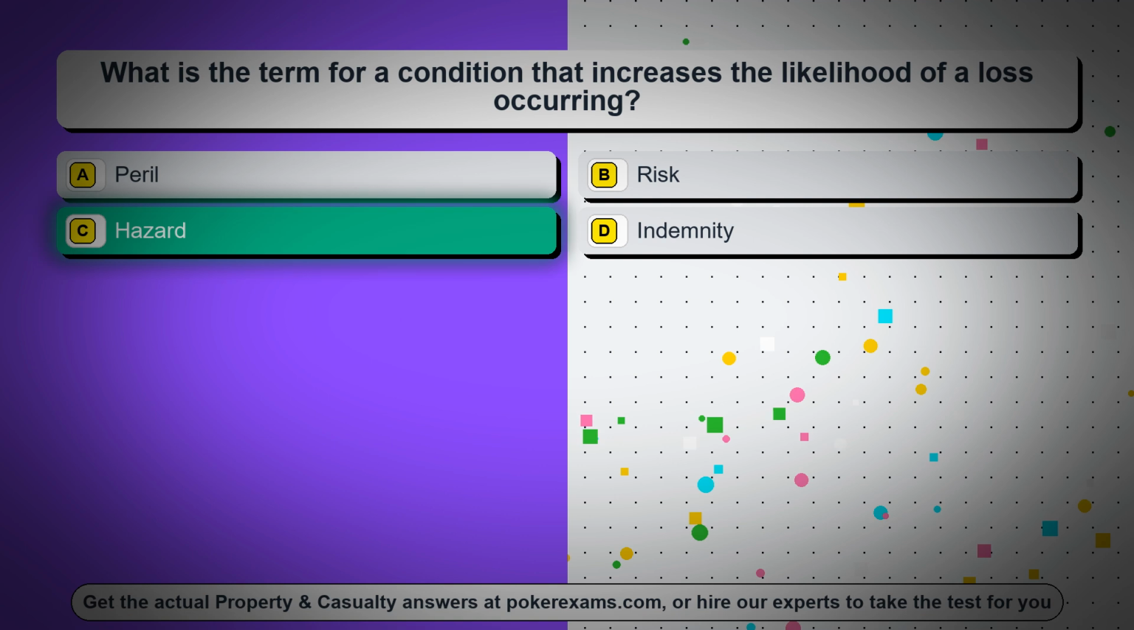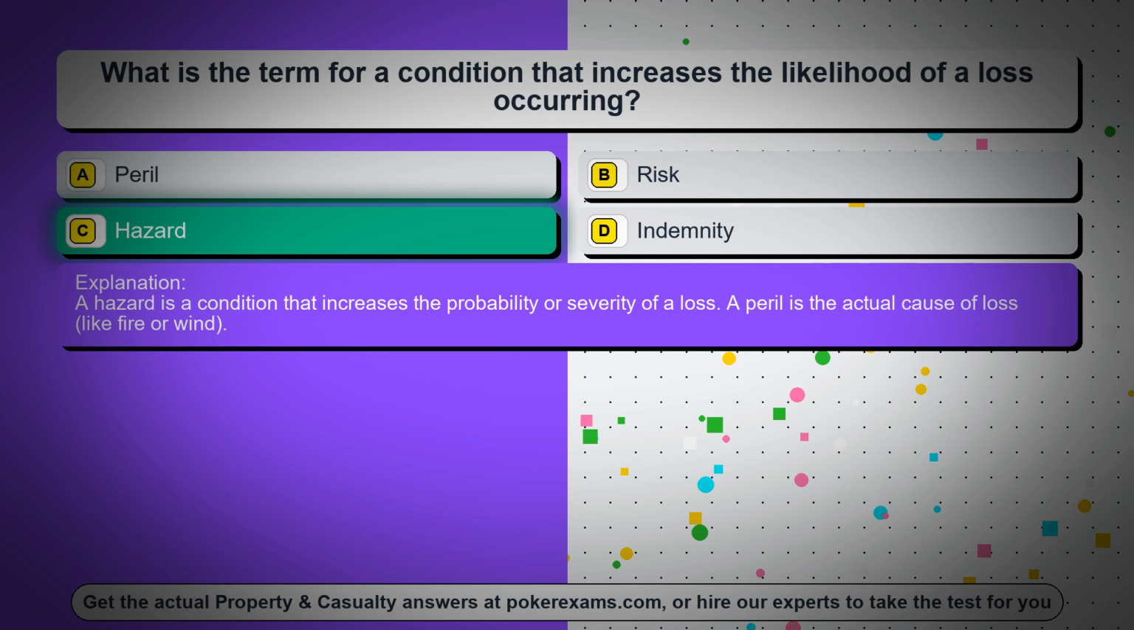Hazard. A hazard is a condition that increases the probability or severity of a loss. A peril is the actual cause of loss, like fire or wind.